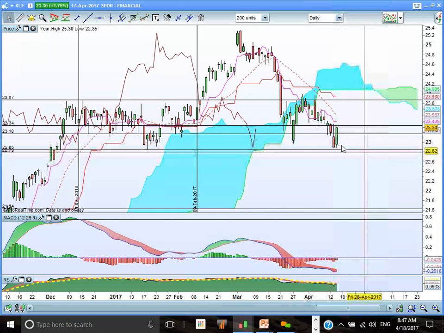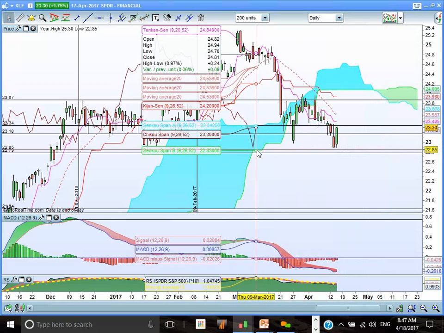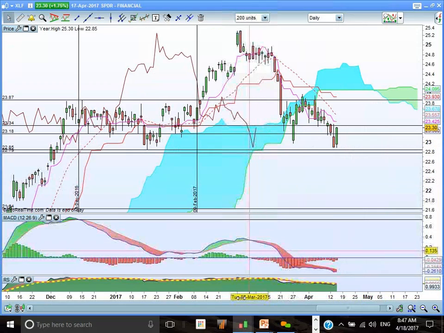Still not had a MACD buy signal, so it's early days. But we are looking for support to come back in here at 22.85 in view of the lagging line of the cloud rebounding from this support zone within the cloud. So it's a critical cloud chart support zone. Okay.